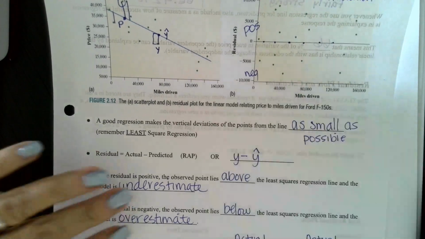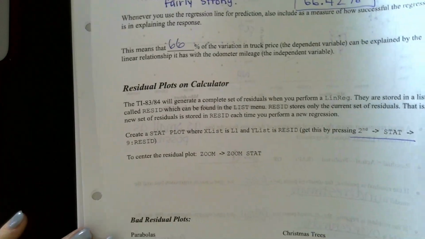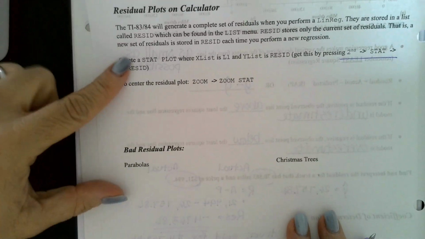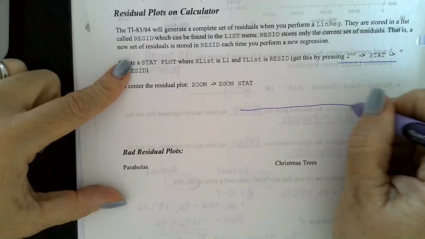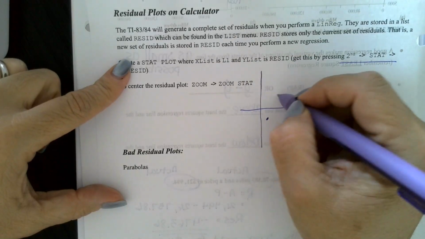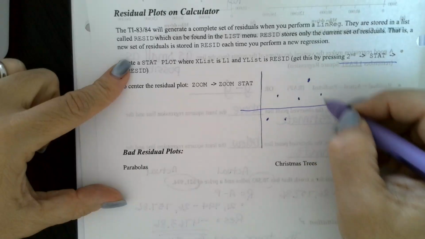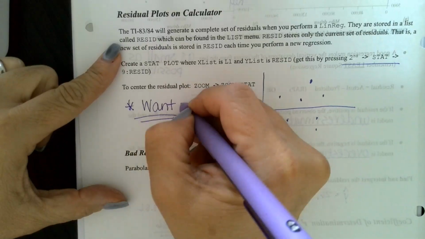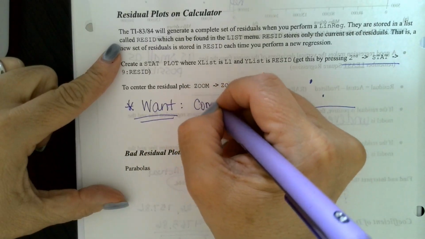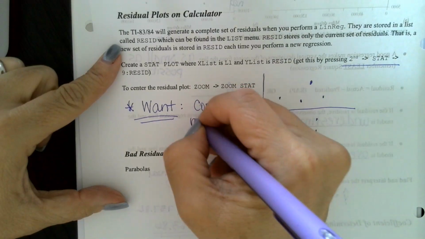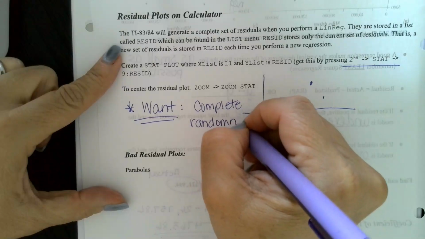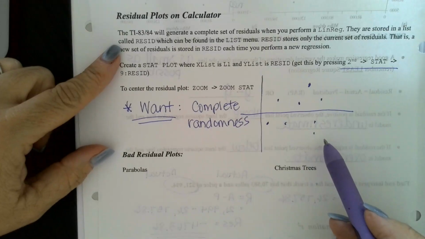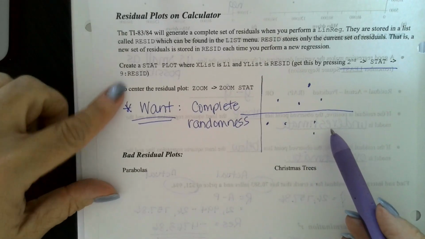Okay. Let's see, what else do we want to do here? Oh, bad residual plots. You don't have to draw this, but I do want to talk to you about bad residual plots. So when I have this residual plot, I'm going to have data that's above and below. So what we want in a residual plot is complete randomness. We want dots above, we want dots below, we want it to be completely random. If it's completely random, then we don't have a pattern.